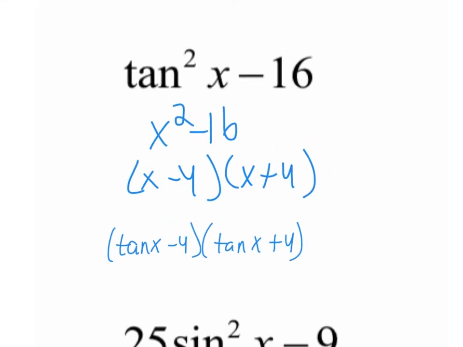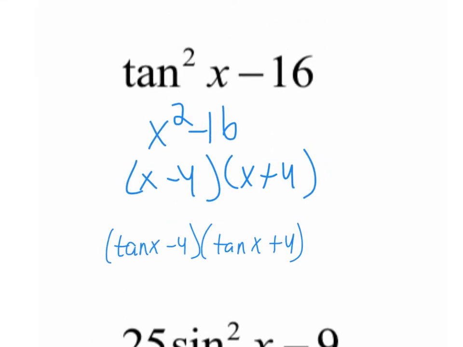That's it. There's no equal sign. They didn't say solve over the given interval. They just said factor it. That's you factoring it. Do not go beyond that, because you would not find a place on the unit circle where the tangent of x equals positive or negative 4. Just asking you to factor.